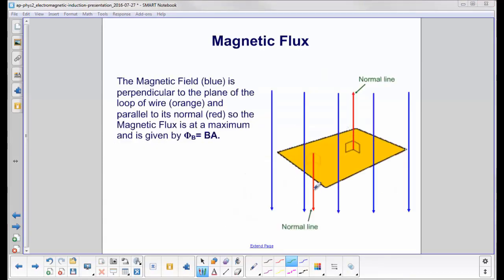Here's our surface, this yellow surface here. Here's the normal lines, that one going up, that one coming down. And we have magnetic field lines. We have a magnetic field that is perpendicular to the plane of the loop of wire, this orange surface here, and parallel to the normal, the two normals. See how they're parallel here? Therefore, the magnetic flux is at a maximum and is equal to the strength of the magnetic field times the area of this loop.